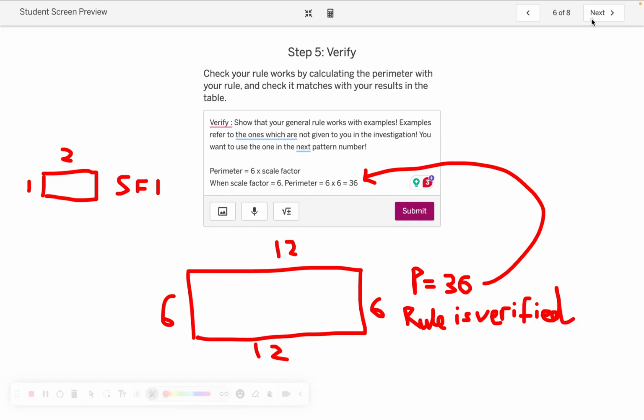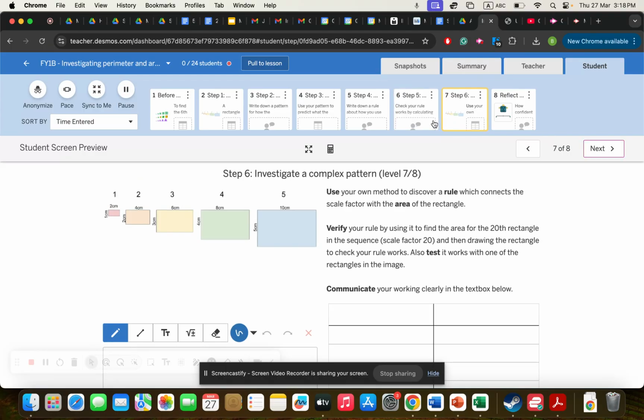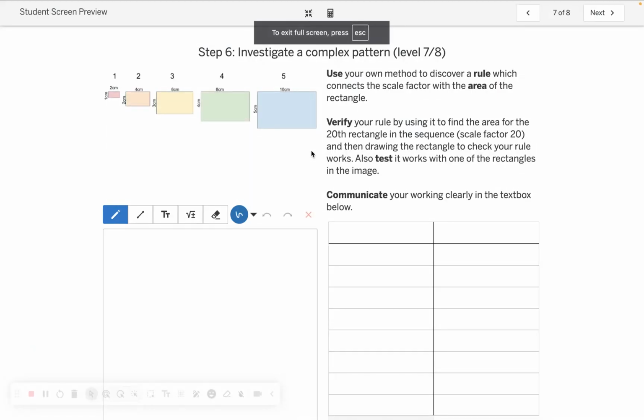Okay, all right, so let's move on to the next one. Now we're going to start looking at a little more complex pattern.